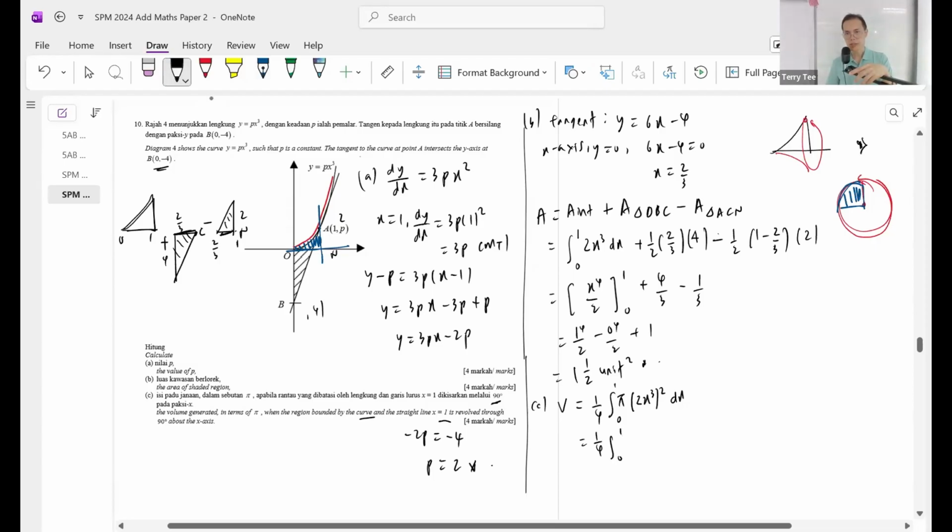Please square this. You can take the pi and put it outside. 2 power 2 is 4. x power 6, dx. The 4 and 4 can cancel. Integrate x power 6: increase the power by 1, x power 7 over 7, from 0 to 1. We can substitute inside. There's a pi over 4, 1 power 7 over 7, minus 0 power 7 over 7. Okay, sorry, the 4 cancels out already, so no more 4 here. The answer is 1/7 pi.